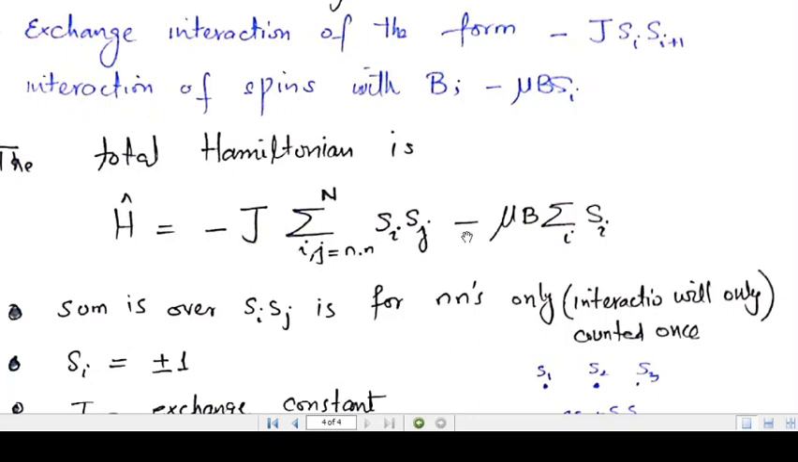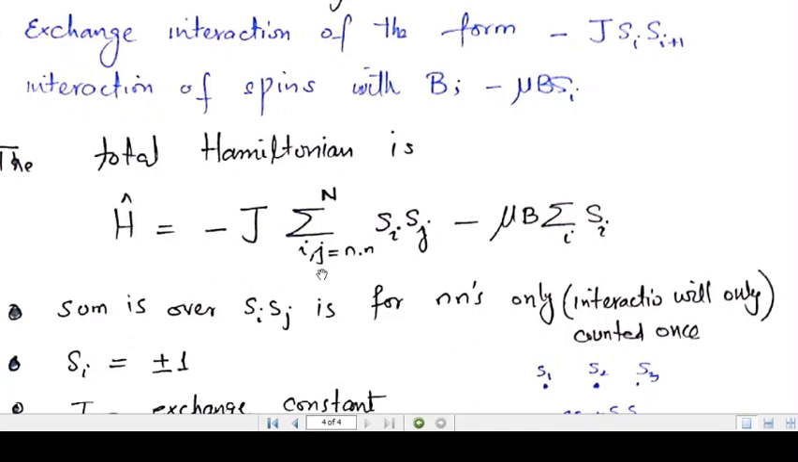And the interaction energy due to the applied magnetic field, that is, the interaction of the magnetic moment with the applied magnetic field, is given by minus mu dot B. So it will have a value of minus mu B, summation over i of Si, since we are summing over all the spins that are present on the lattice.